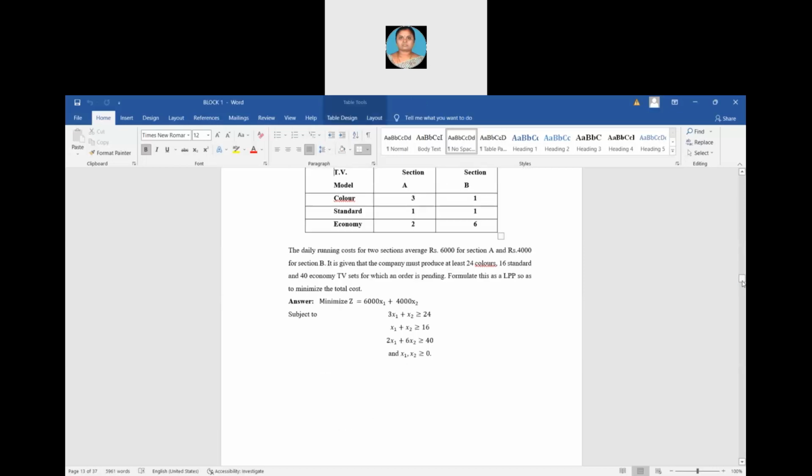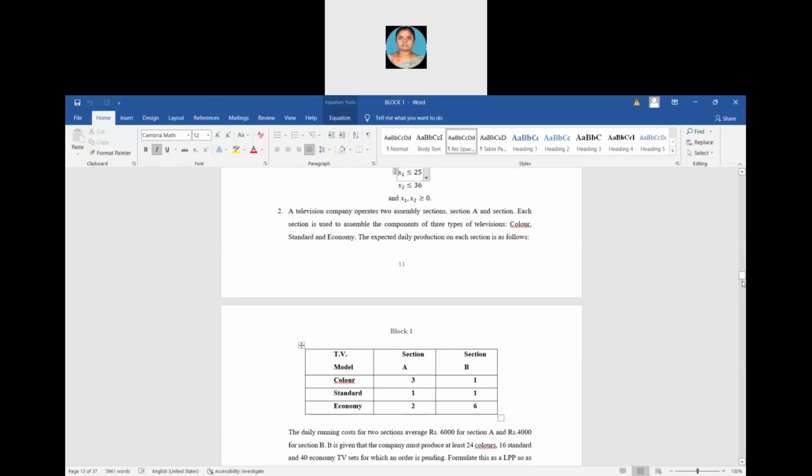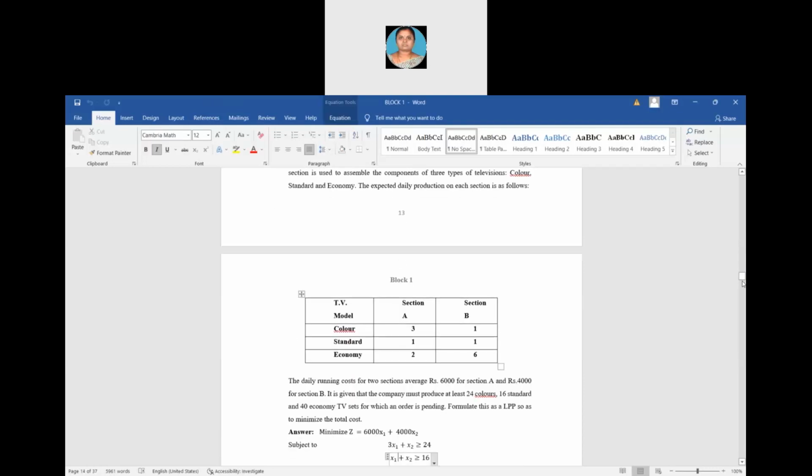The TV models are color, standard, and economy. For section A, the time for color is 3, standard is 1, and economy is 2. Similarly, for section B, color is 1, standard is 1 unit, and economy is 6 units.